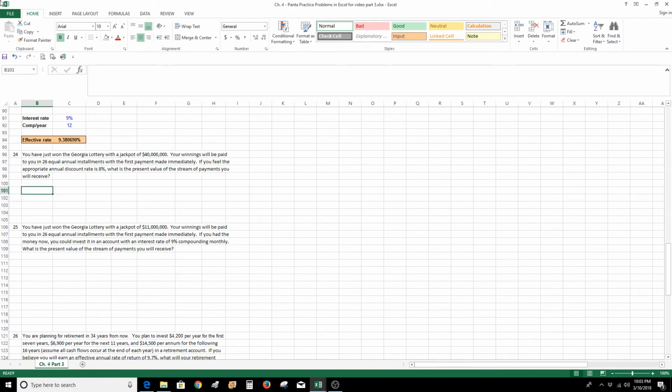Okay, next problem. You have just won the Georgia lottery with a jackpot of $40 million. Your winnings will be paid to you in 26 equal annual installments with the first payment made immediately. If you feel the appropriate annual discount rate is 8%, what is the present value of the stream of payments you will receive?